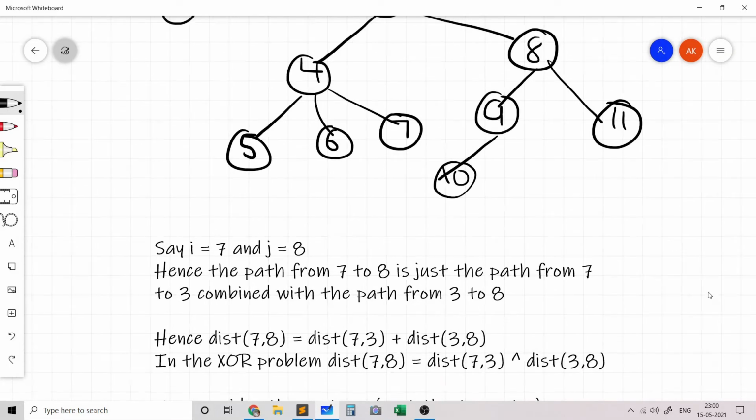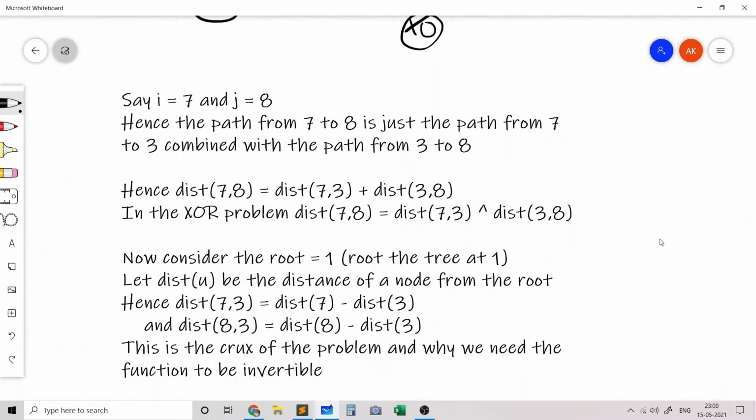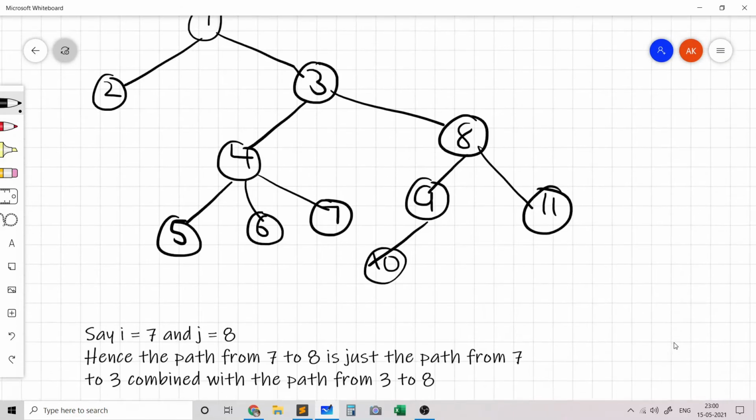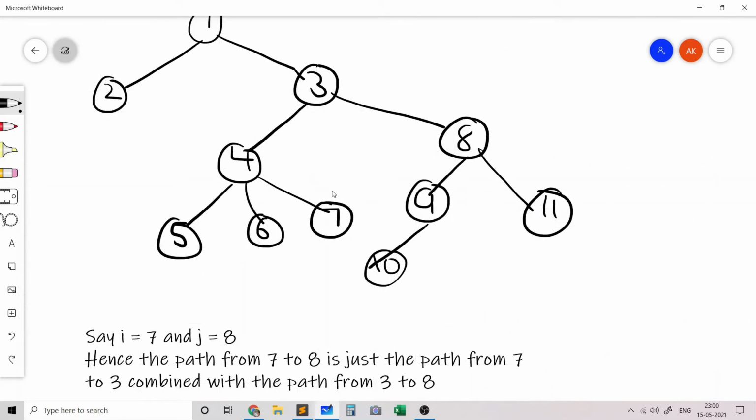So let's root the tree at 1 and let's compute distance of u to be the distance of a node from the root. The reason why we do this is because distance of 7 to 3 would just be distance of 7 minus the distance of 3. And that's the whole crux behind this problem. Distance of 8 to 3 would similarly be distance of 8 minus distance of 3.